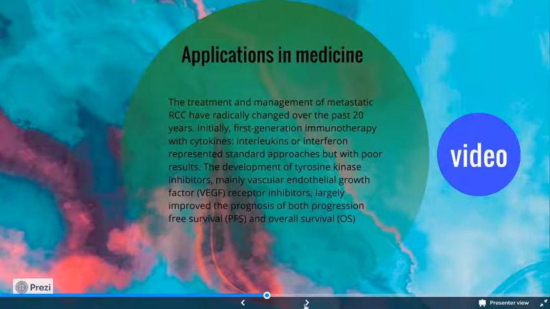Application in medicine: the treatment and management of metastatic disease have radically changed over the past 20 years. Initially, first generation immunotherapy with cytokines, interleukins, or interferons represented a standard approach but with poor results. The development of tyrosine kinase inhibitors, mainly vascular endothelial growth factor receptor inhibitors, largely improved the prognosis, progression-free survival, and overall survival.